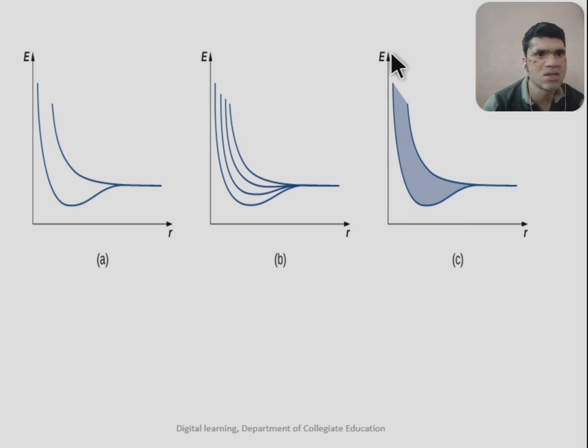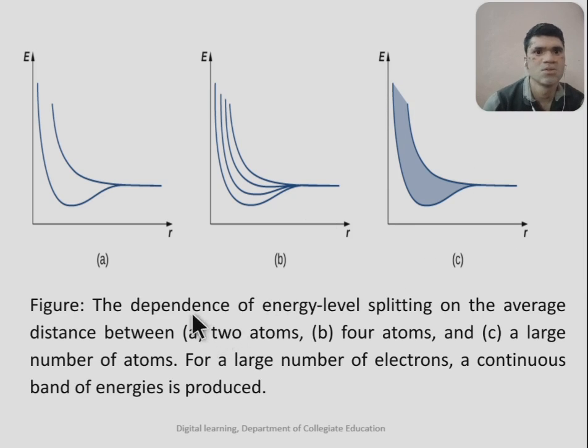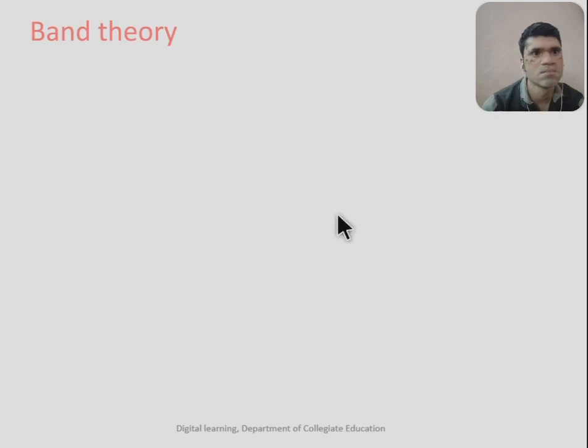This is the potential energy curve for the combination of n number of hydrogen atoms. These are given: A for 2 atoms, B for 4 atoms, and C for a large number of atoms. So for a large number of atoms, a continuous band of energy is produced. Next we will move to band theory.